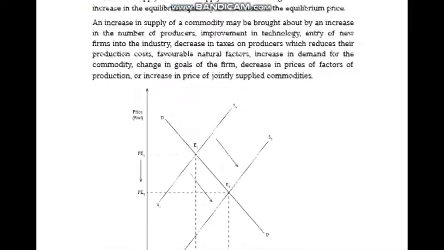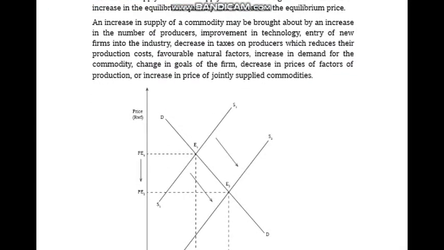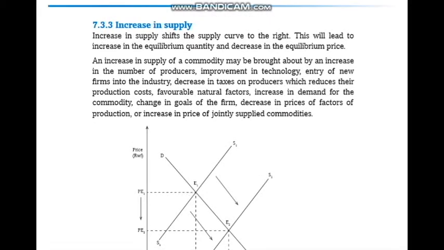So an increase in the supply of a commodity may be brought about by an increase in the number of producers, improvement in technology, entry of new firms into the industry, decrease in taxes on producers which reduce their production cost, favorable natural factors, increase in demand for the commodity, change in income of the farm, decrease in the prices of factors of production, or increase in the price of jointly supplied commodities. Those are factors that lead to an increase in supply, that shift the supply curve to the right.